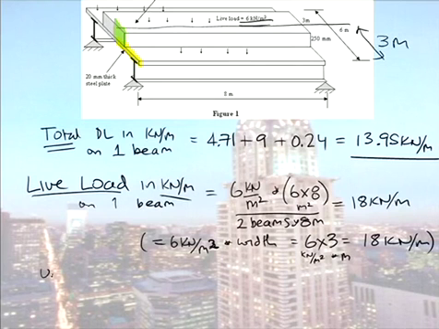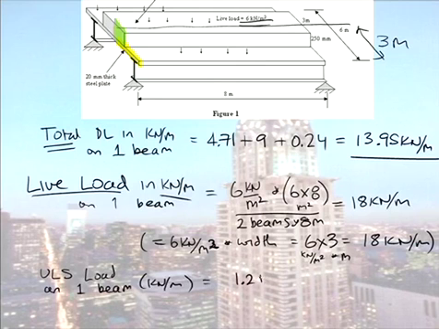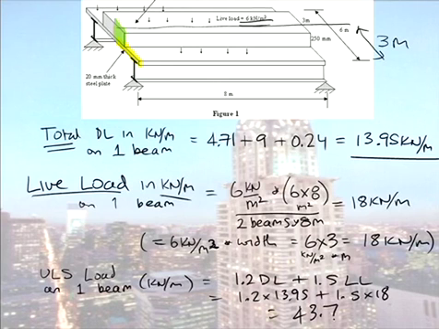So finally, our ultimate limit state load, once again on one beam, in kilonewton per metre, is equal to my dead load factor of 1.2 times the dead load plus my live load factor times my live load. So 1.2 times 13.95 plus 1.5 times 18 gives you a load of 43.74 kilonewton per metre. So as long as you don't panic and you work through the calculations logically, you should be fine.